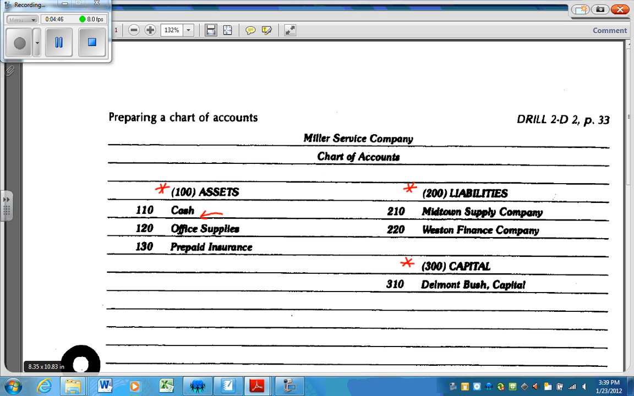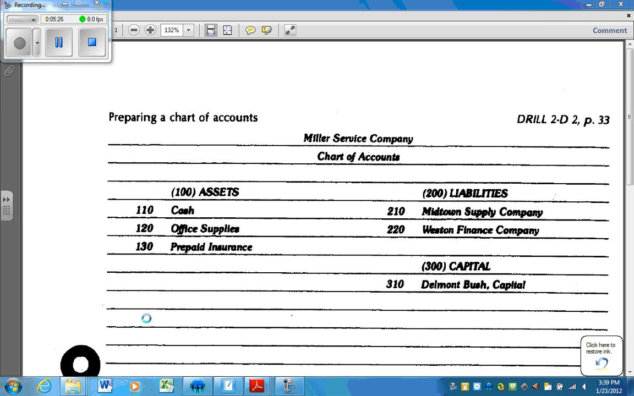Your liabilities, account number 210, Midtown Supply Company, 220, Wheaton Finance Company, and then capital, 310, Delmont Bush Capital. So that would be his name. For accounting 10, you will only ever have one owner, but in some companies, a little bit later in accounting 20, you could have 2 or 3 owners. Okay, so the reason why you're giving accounts numbers instead of just names is because it's easier to keep track and keep them in order if they're numbered. And that will come into play a little bit later as well. Okay, so if you're ever asked to do a chart of accounts, that's what it's going to look like.